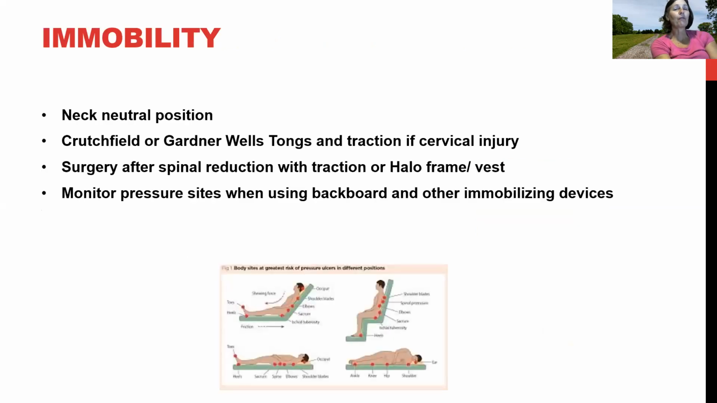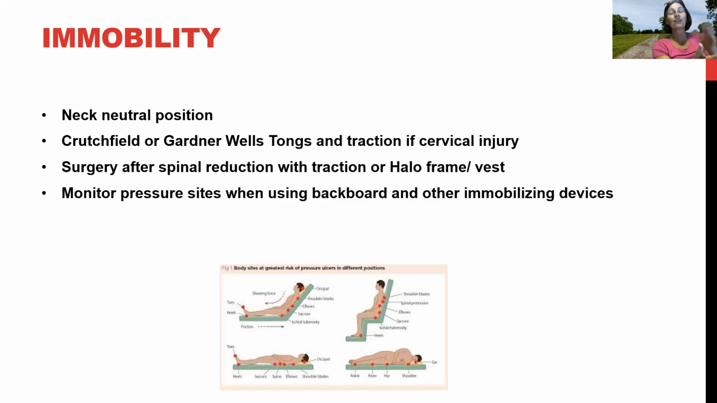Okay, so they're immobile, so keep their neck neutral and the rest of their body in good alignment. We talked about the Gardner-Wells tongs or the Crutchfield tongs back when we did traction. That's a skeletal traction that puts pins into their skull to hold their neck and head immobile, usually used until surgery. It used to be we put people in these Gardner-Wells tongs on a Stryker bed, and we kept them in bed for 6, 12, 18 weeks.